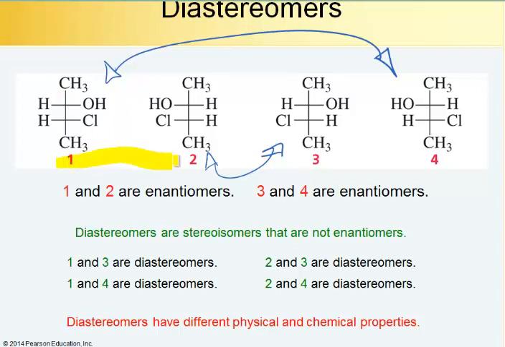If 1 and 2 are twins, and 3 and 4 are twins, well, 1 and 3 and 1 and 4, they're still siblings, but they're not twins. 2 and 3 and 2 and 4, they're still siblings, but they're not twins. So diastereomers are like the sibling molecules, where enantiomers are the twins.